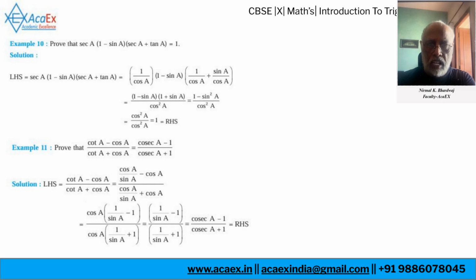Example. Prove that (cot A plus cos A) over (cot A minus cos A) equals (cosec A plus 1) over (cosec A minus 1). Solution. By rewriting cotangent A as cosine A divided by sine A and then factoring out cosine A from the numerator and denominator, the expression simplifies to the required form.